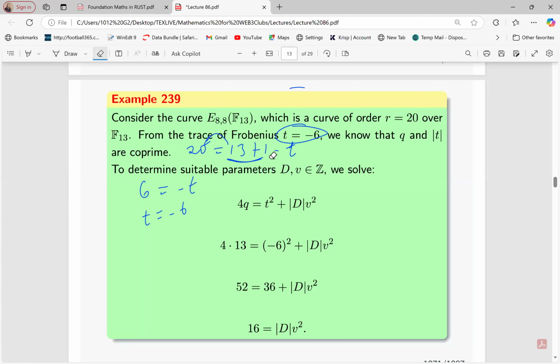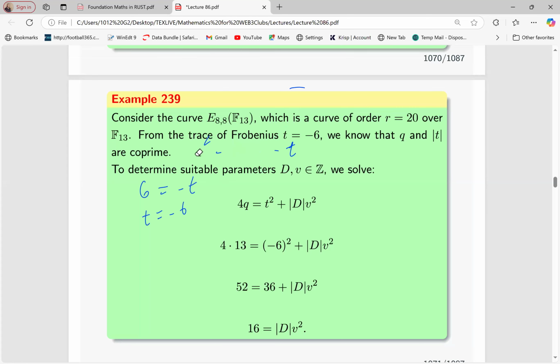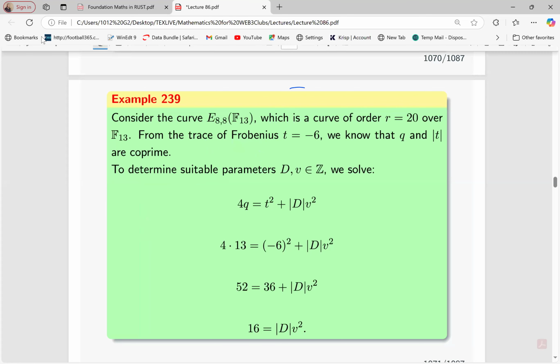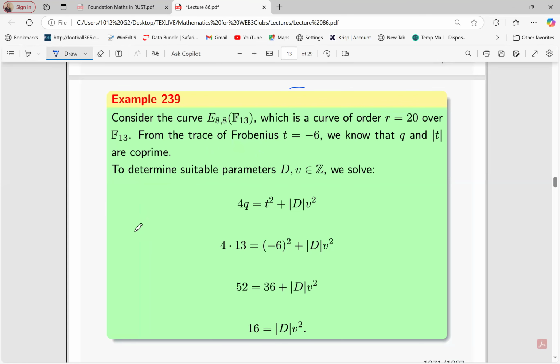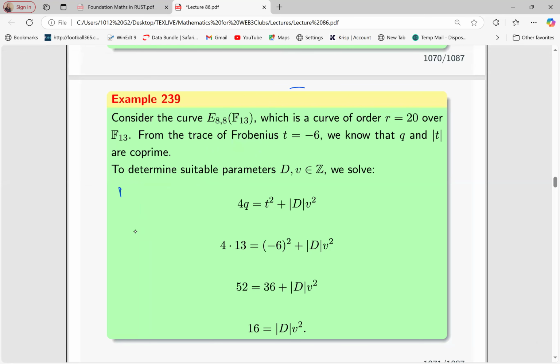Now, once you have the trace of -6, calculate d, our complex multiplication discriminant. There were some properties that d must satisfy. The first property is that d is supposed to be less than 0, and that d must be congruent to 0 or 1 mod 4. So this is just a formula, and it applies for all elliptic curves. Now we have our t, and this is another condition it must meet, the condition we used last time.